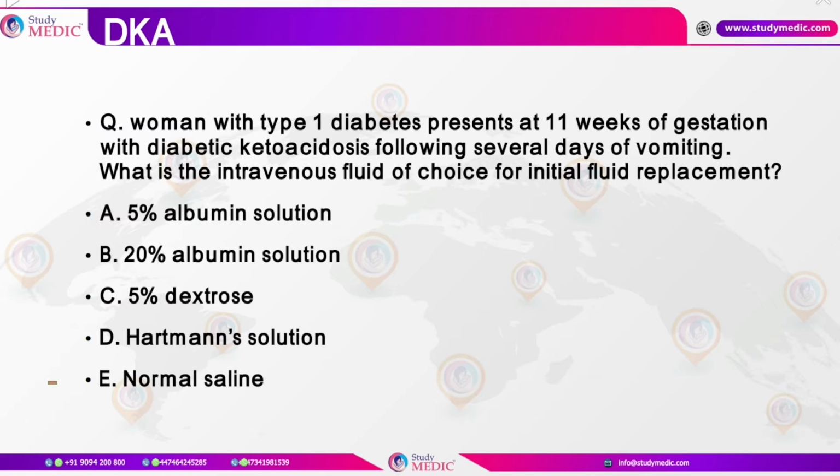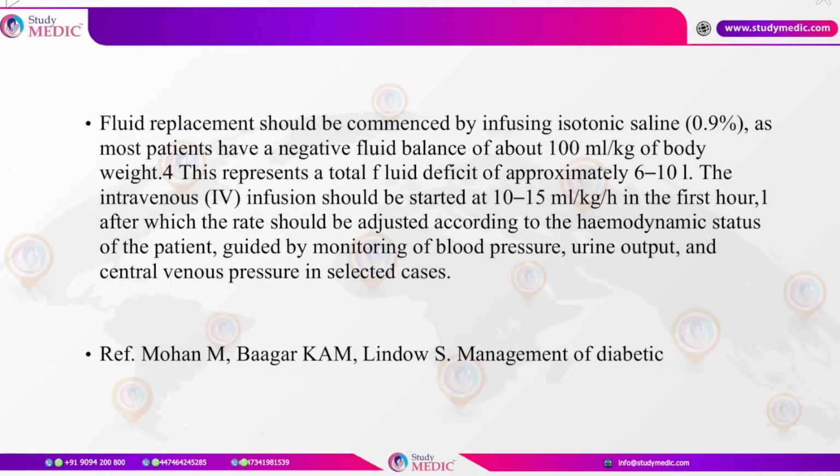A woman with type 1 diabetes presents at 11 weeks of gestation with diabetic ketoacidosis following several days of vomiting. What is the intravenous fluid of choice for the initial fluid replacement? Start thinking. I'm really happy to know your answer. Yes, it's normal saline. As we have already discussed, it is an isotonic saline of 0.9%.